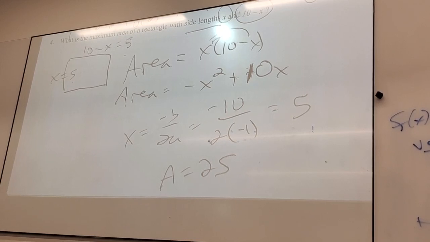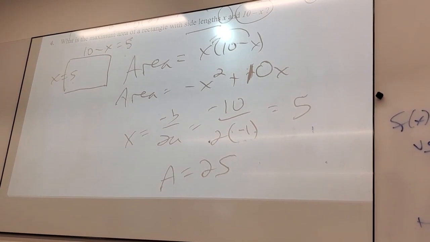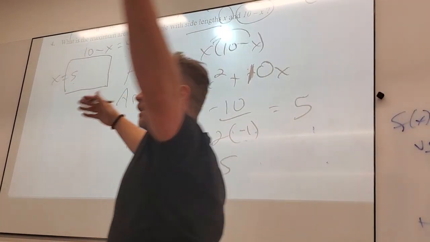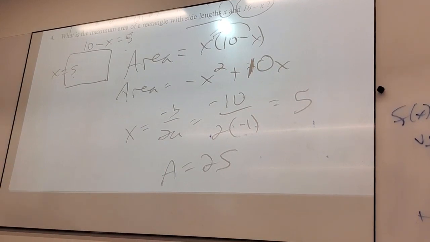Would we have to write 25 squared? No, normally on a test I give you units, so they didn't give us any units here. So if it was feet, it would be 25 square feet. Here you could say 25 square units, because I won't tell you what the units are. 25 squared would make it 625.